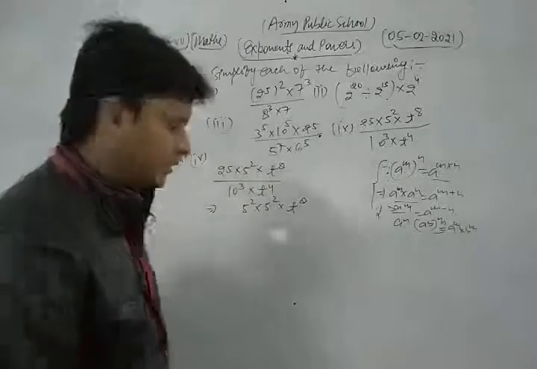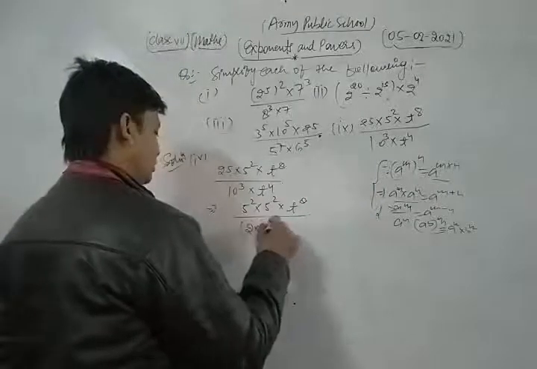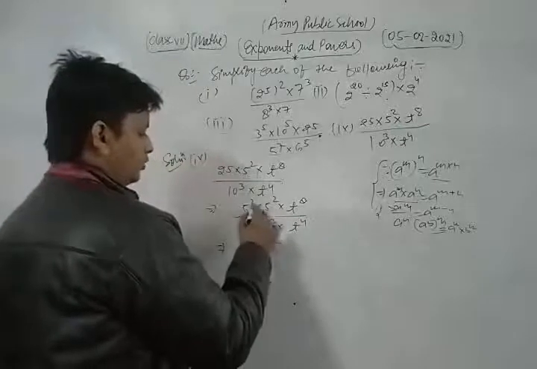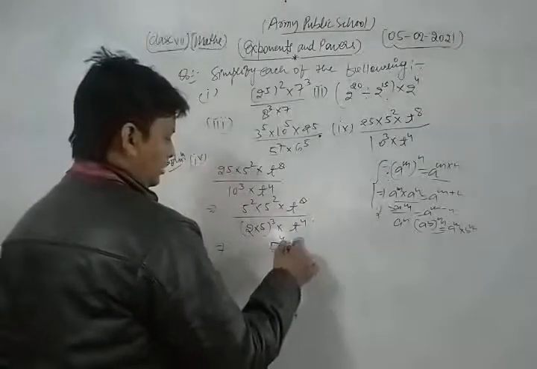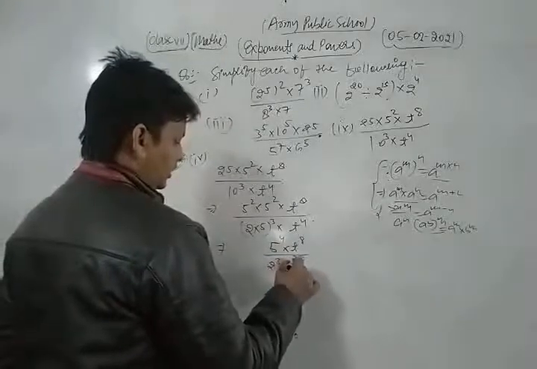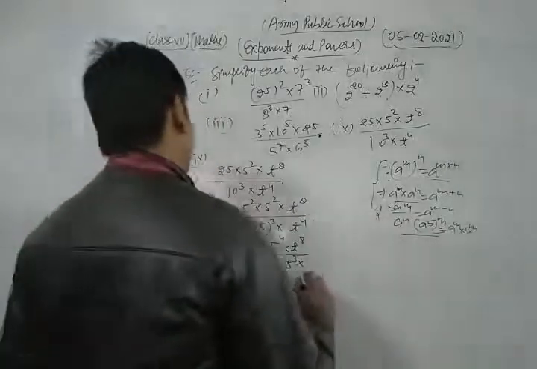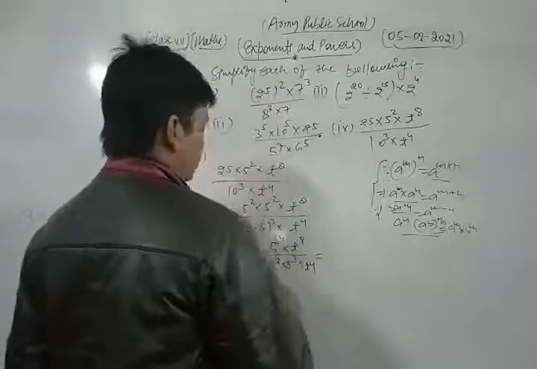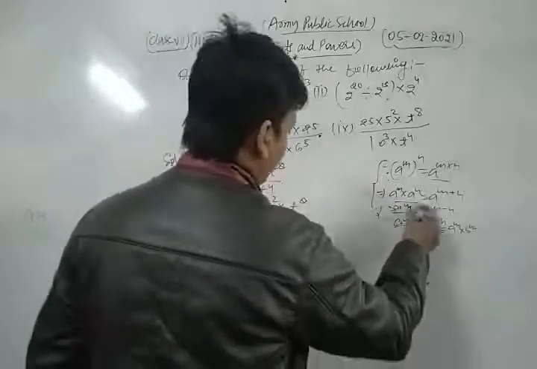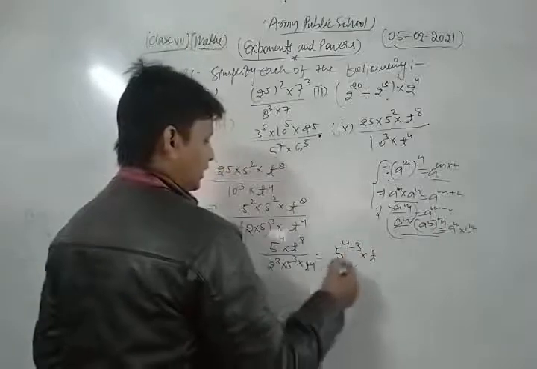Now 10 to the power 3 we write as 2 into 5, whole power 3, into t power 4 as it is. In the numerator we get 5 power 2 plus 2, that is 4, into t power 8 as it is, upon 2 power 3 into 5 power 3, using the laws of exponent, into t power 4 as it is. Now we apply the quotient law of exponent, a power m upon a power n. So here we get 5 power 4 minus 3 into t power 8 minus 4.